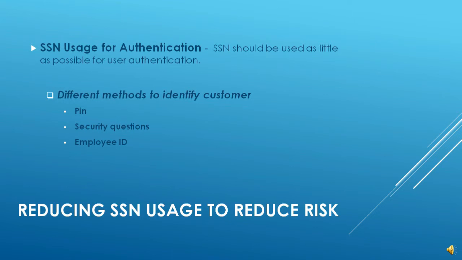The next control we have in place, reducing Social Security number usage to reduce the risk. Social Security number usage for authentication. Social Security numbers should be used as little as possible for user authentication. We want to inspect the process documentation that states the acceptable methods. Some acceptable methods could be PIN, security questions, or employee ID.